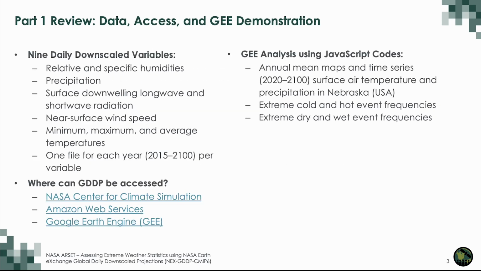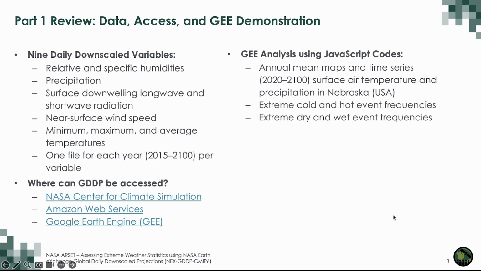We also talked about NEX-GDDP CMIP6 data variables and how to access them. We saw that there are 9 daily downscaled variables available: surface relative and specific humidities, precipitation, surface downwelling longwave and shortwave radiation, near surface wind speed, and surface minimum, maximum, and average temperatures. There is one file for each year per variable. GDDP data can be accessed through the NASA Center for Climate Simulation. That's where they're held. They're also available from Amazon Web Services and through Google Earth Engine.